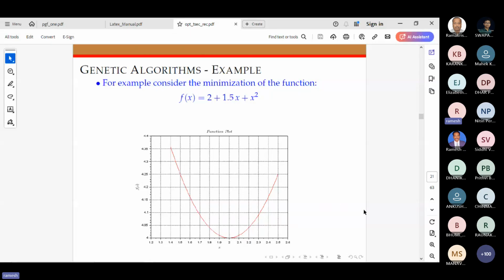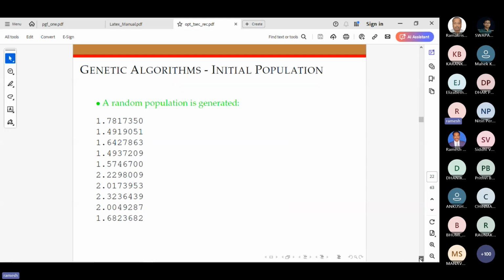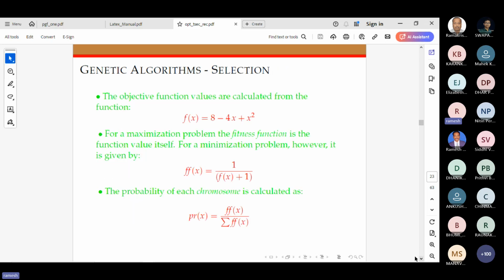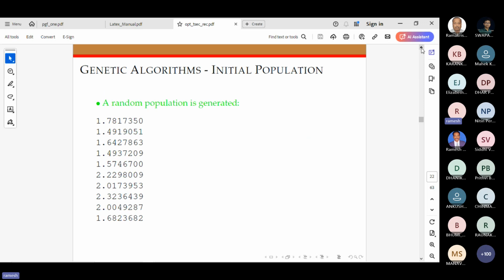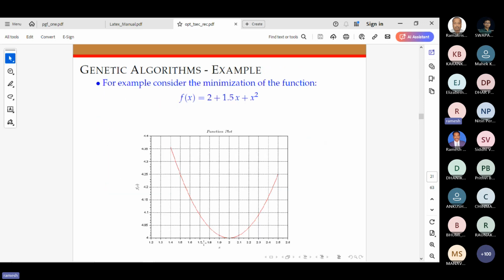And here, I think we have selected the population size as 10. So these 10 values, for example, 1.78 or 2.004, etc. So all these points are within the lower and upper bounds of the decision variable. There's also this independent variable, also known as a decision variable. In this case, it is x. So x varies from this point to this point.